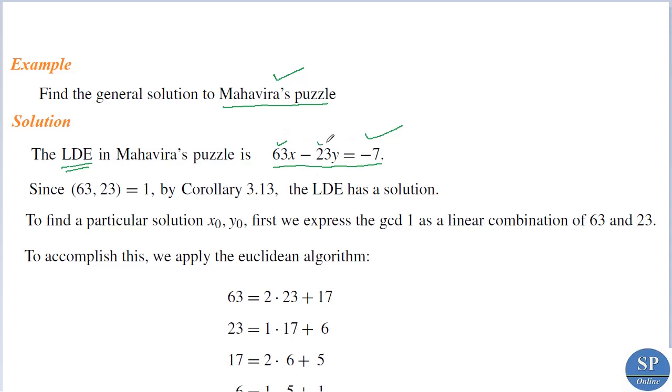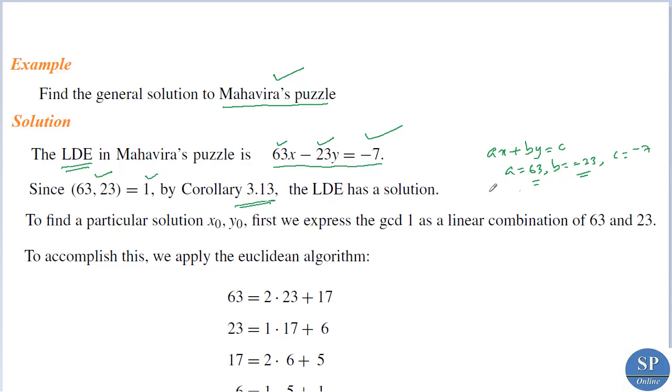Since 63 and 23 are relatively prime, that is the GCD is equal to 1, this LDE has a solution by corollary 3.13. Here we have this LDE in the form ax plus by equal to c, where a equal to 63, b equal to minus 23, and c equal to minus 7. The GCD of a and b is equal to 1, so this LDE has a solution.